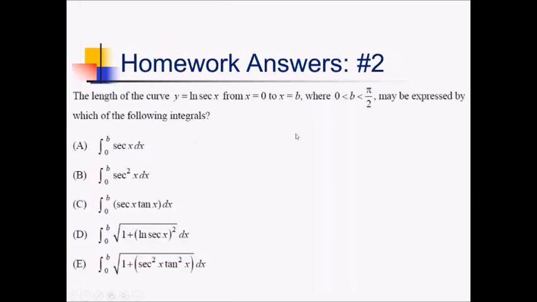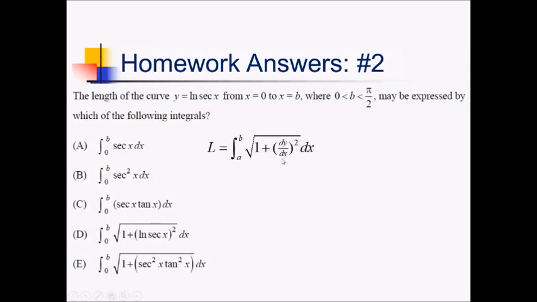For this problem, I want the length of y equals ln of secant of x from 0 to b. And they're telling us that b is somewhere between 0 and pi over 2, which is important just so that we don't have any discontinuities on here. So let's use our arc length formula then for functions that are in terms of x. That's going to be this formula, integral a to b square root of 1 plus dy over dx squared dx.